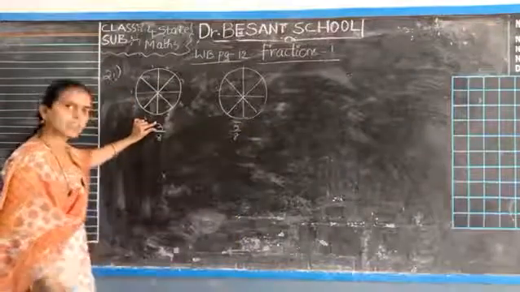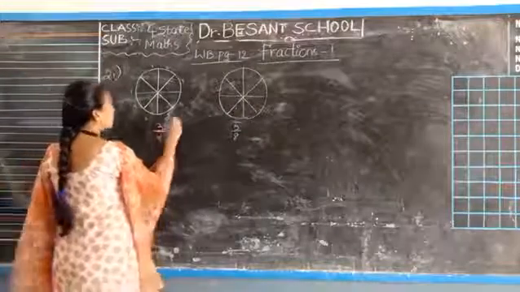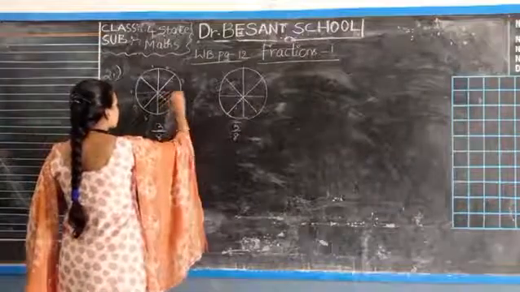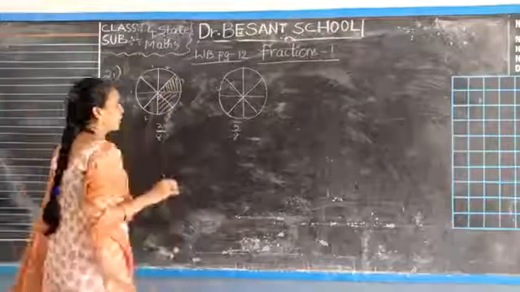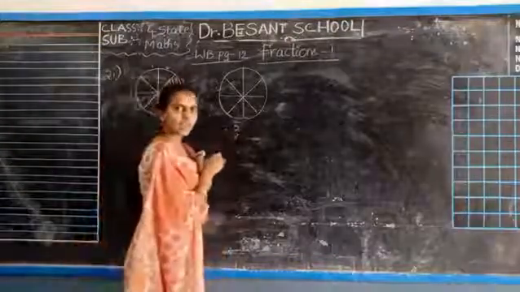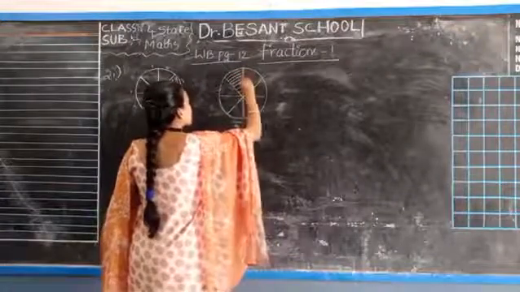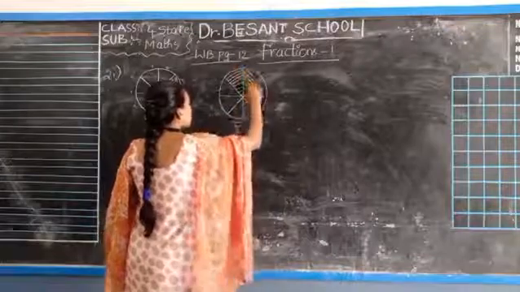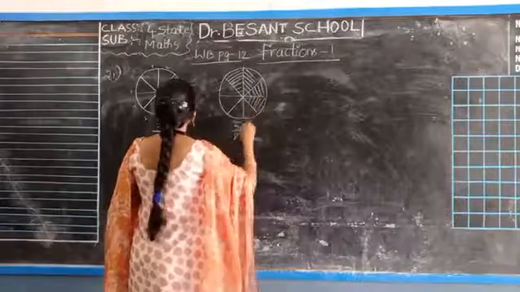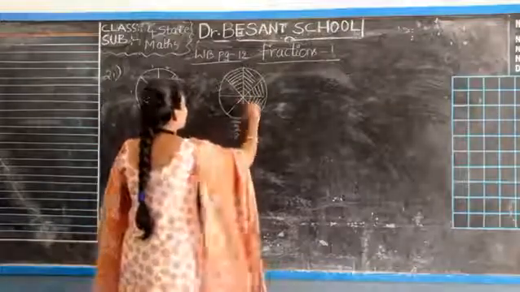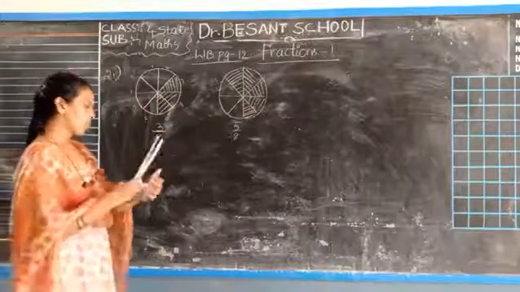So the upper part gives us the number of parts to be shaded. How many parts are there? 3 parts. We need to shade 3 parts. Start shading, children. Yes, 1, 2, 3 parts I have shaded. Here how many parts we have to shade? 5 parts. Let's shade the 5 parts. 1, 2, 3, 4 and 5. Okay, total 5 parts I have shaded.